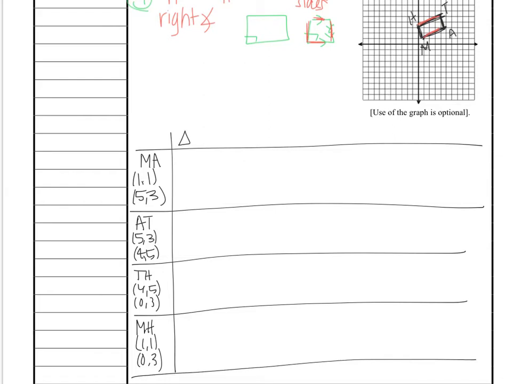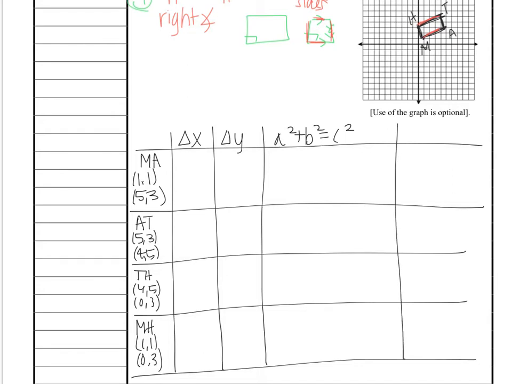Okay, so then we have change X, change Y. A squared plus B squared equals C squared. Again, give yourself a little bit more space so that you can make your conclusions right in the table. And then slope, change Y over change X. All right, so I'll do the first one with you, and then I'll put you to work after that before you can check your answers.